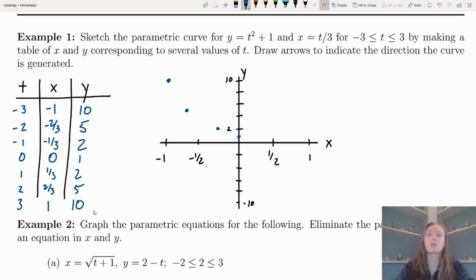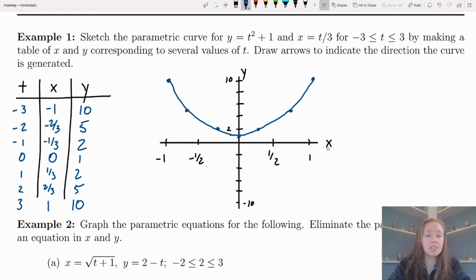Now I know I did those last few coordinates fairly quickly, but it's the same concept as when we did those negative numbers. So when we're at 1/3 in the x, we're at 2 in the y. When we're at 2/3 in the x, we're at 5 in y. And when we're at 3 for t, which gives us 1 in the x, we are 10 in the y. And if I was to connect those, what do we have?